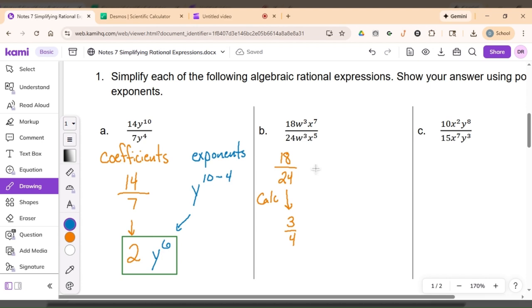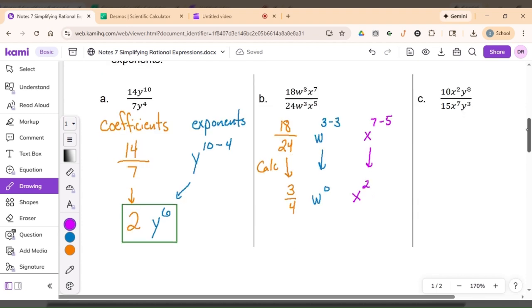With our variables, same rule. So we have our coefficient rule. Here are the variables. For w, the numerator has a 3 and the denominator has a 3, so we subtract those. That's going to give us w to the 0. And then last but not least, we have the x's. So we have 7 and 5. We're going to subtract those, and 7 minus 5 is 2. Okay, so all we have to do is bring all of this together. We have everything we need.